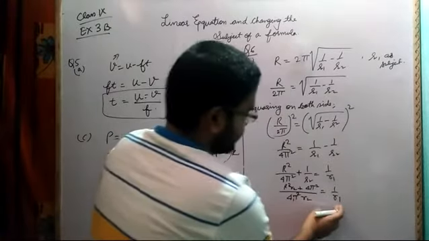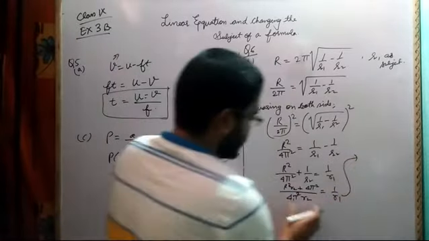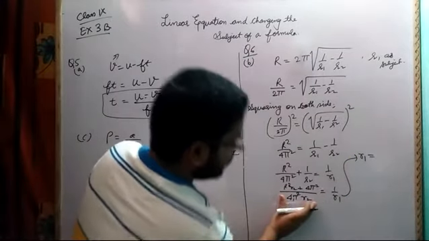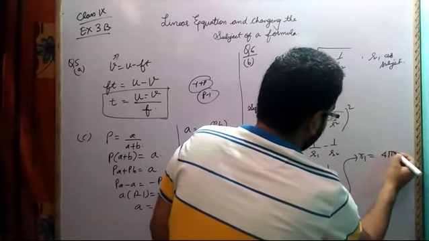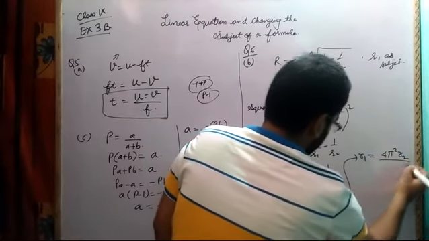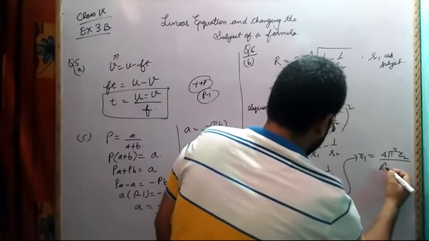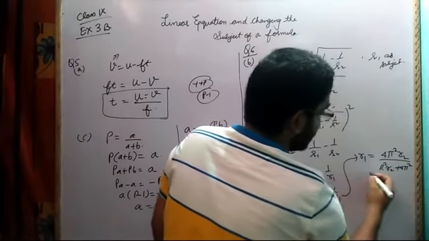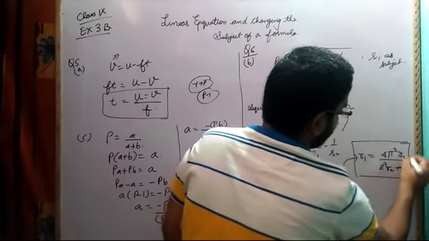Now R1 is the subject we have to make. So I can take the reciprocal. So it will become R1 equal to, this whole numerator will go up, so it will become 4 pi square R2 upon R square plus 4 pi square. So in this way we finished our exercise.